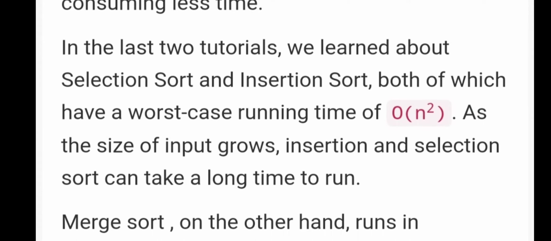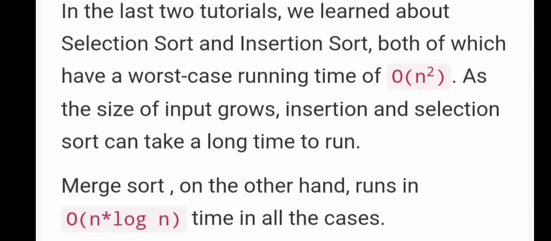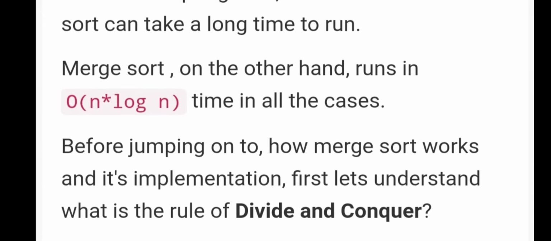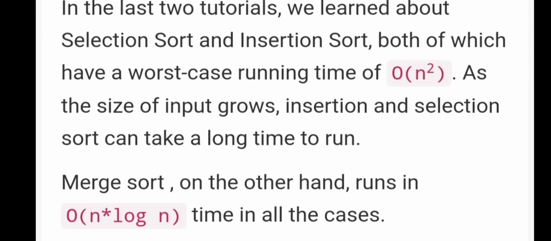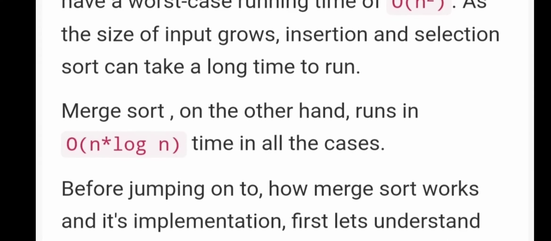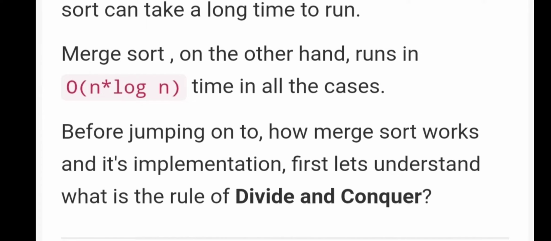In the last two tutorials, we learned about selection sort and insertion sort, both of which have a worst case running time of order of n square. As the size of input grows, insertion and selection sort can take a long time to run. Merge sort, on the other hand, runs in order of n log n time in all the cases. Means when we compare with selection sort and insertion sort, it takes less time to sort.